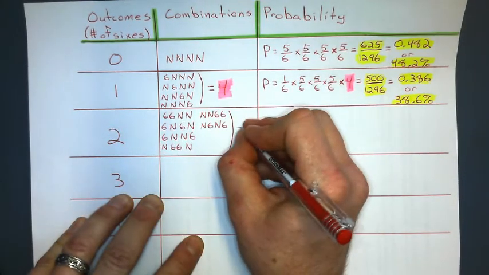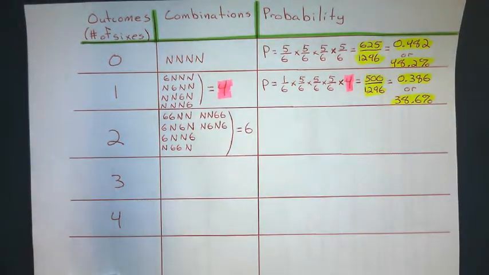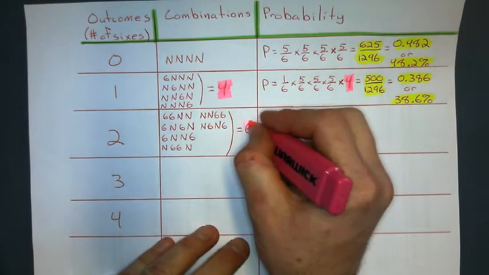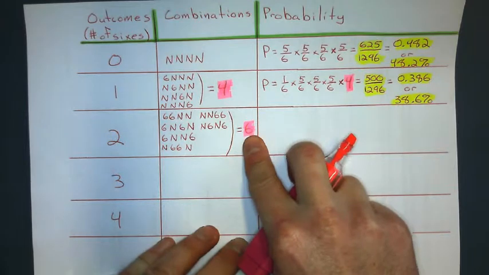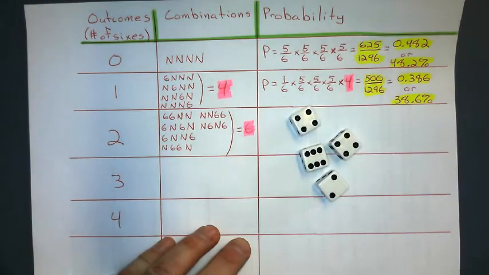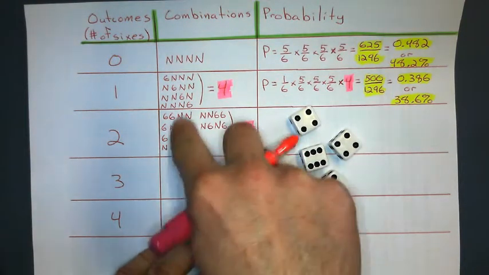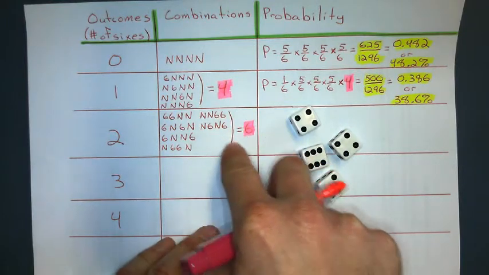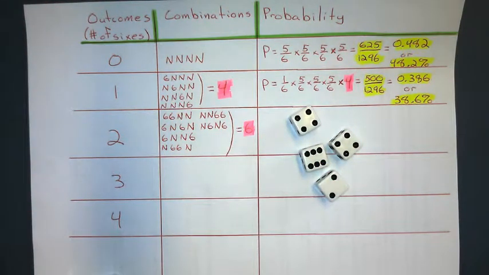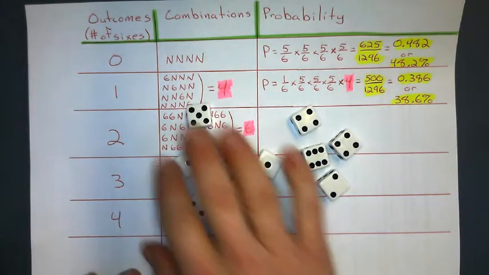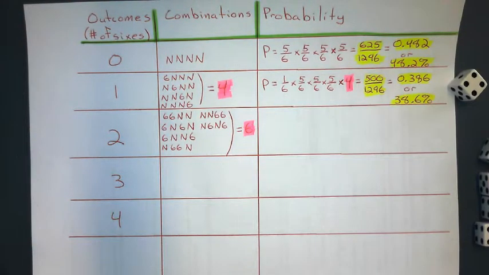So 1, 2, 3, 4, 5, 6 different combinations of getting 2 sixes. Now there is a method of calculating this number right here. But since we're only using 4 dice, we can work it out. 6 is going to be the most number of combinations I get from this. But there is a way of calculating it if I were doing something like 10 dice or something.